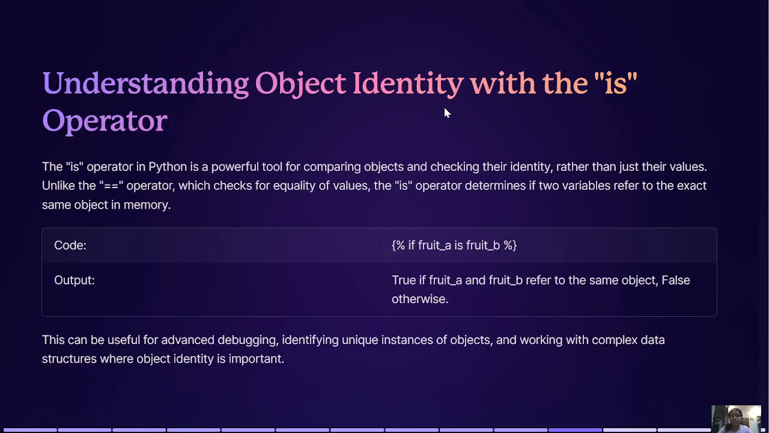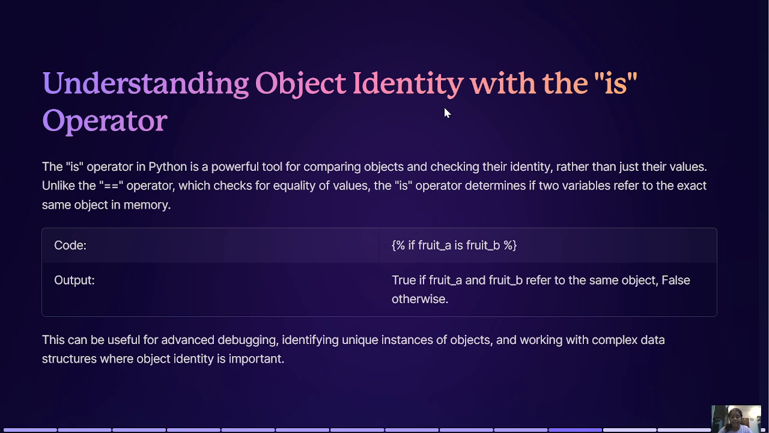Understanding object identity with the is operator. The is operator in Python is a powerful tool for comparing objects and checking their identity rather than just their values. Unlike the equal operator, which checks the equality of values, the is operator determines if two variables refer to the exact same object in memory. Coming to the code, if fruit A is fruit B, we are comparing two objects. So here with this operator, the output will be true if fruit A and fruit B refer to the same object, or else it will be false. This can be useful for advanced debugging, identifying unique instances of objects, and working with complex data structures where identity is important.